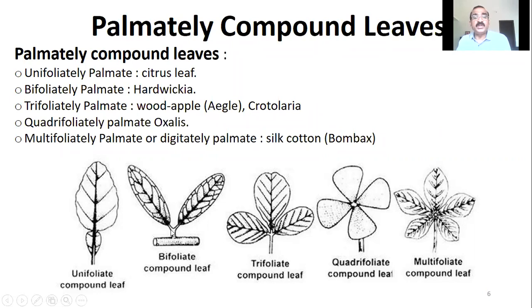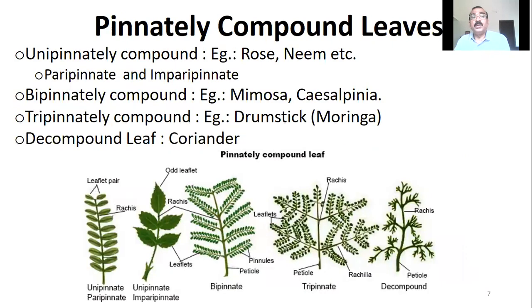Now bifoliate means there are two pinna. Trifoliate means 3 leaflets. Quadrifoliate means 4, and multifoliate means more than 4, 5 and above. So these are the different types of palmately compound leaves, and in all these cases the pinna or the leaflets, they arise from a single point from the tip of the rachis. Therefore they are called as palmately compound leaves.